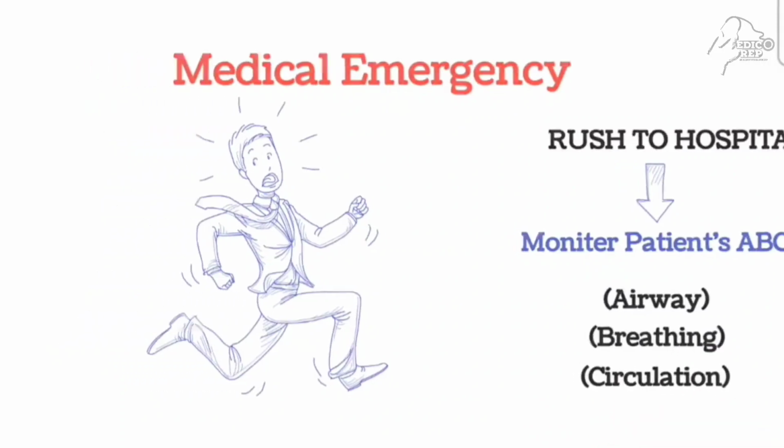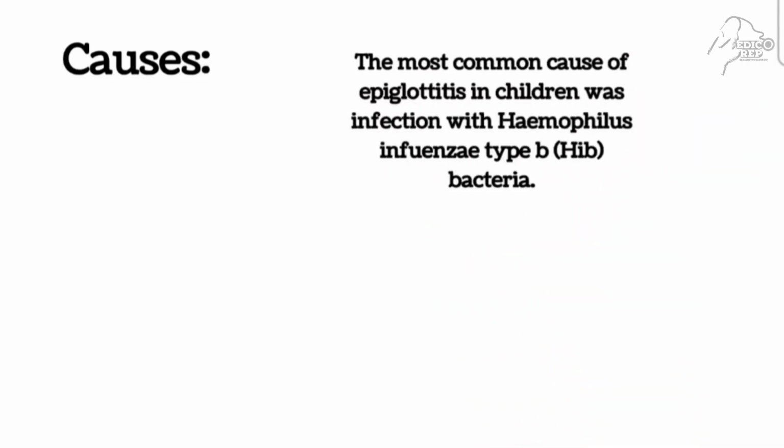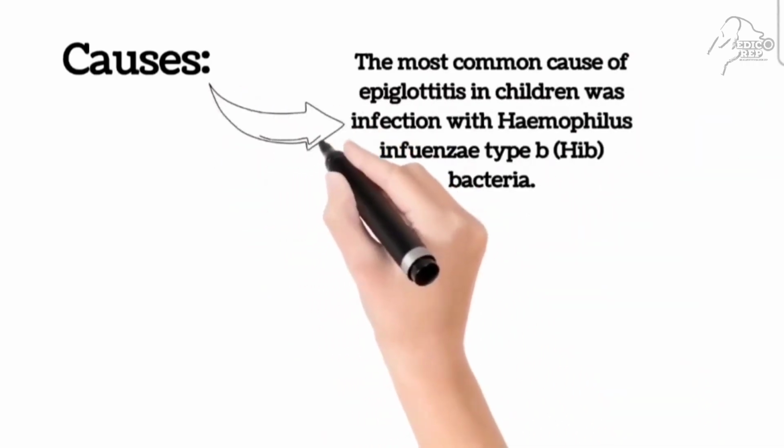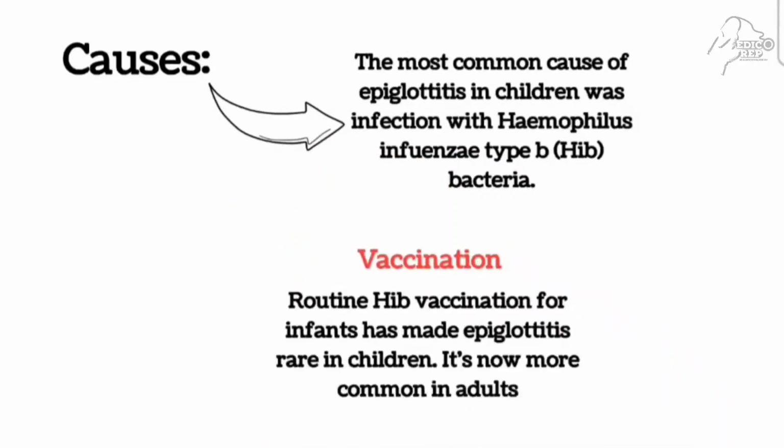The most common cause of epiglottitis in children was infection with Haemophilus influenzae type B, also known as Hib bacteria. Nowadays, routine Hib vaccination for infants has made epiglottitis rare in children, but it is still more common in adults. So now we will discuss the clinical features or symptoms of acute epiglottitis.